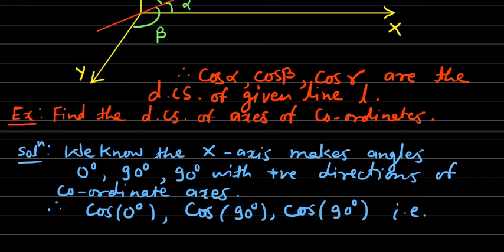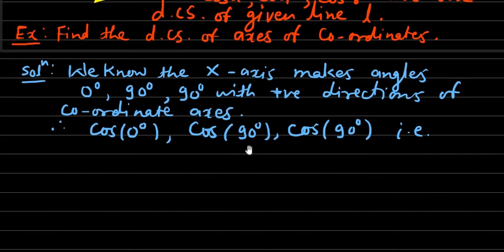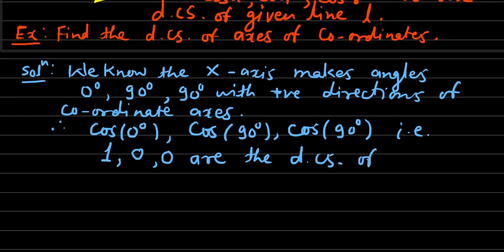We know the values of cos 0, cos 90, and so on, so we'll find out those. We know that cos of 0 degrees is 1, and cos of 90 degrees is 0, and cos of 90 degrees is 0. Therefore 1, 0, 0 are the direction cosines, the DCs, of the x-axis.